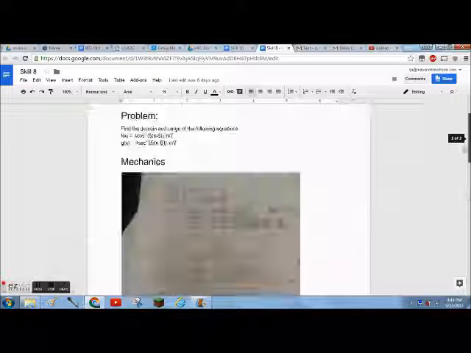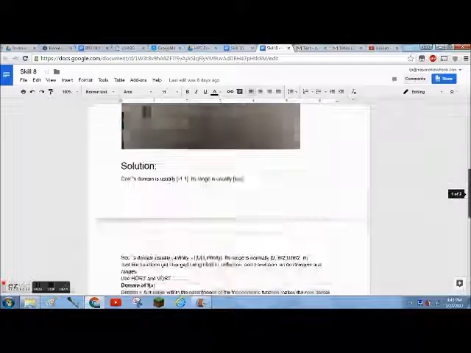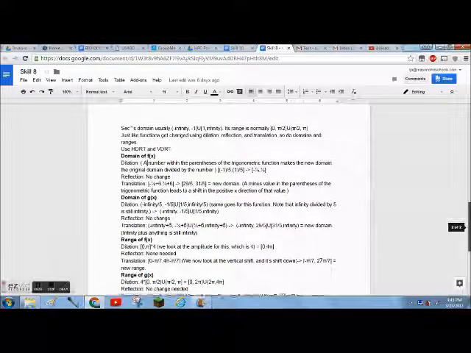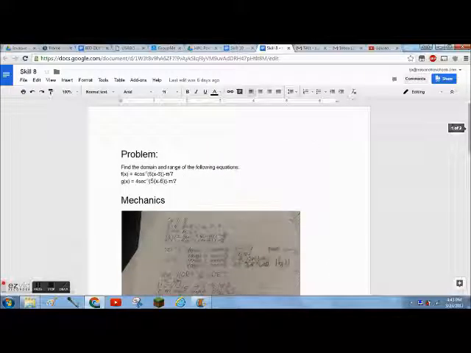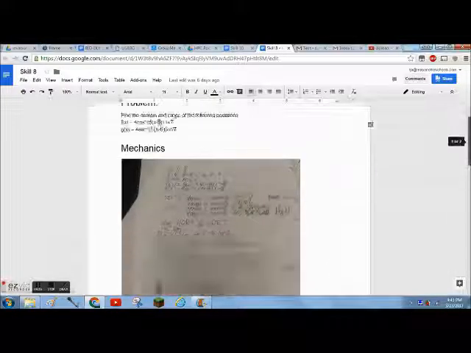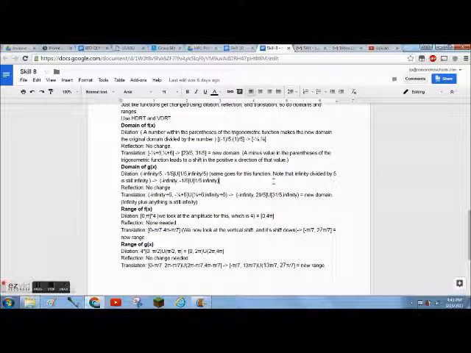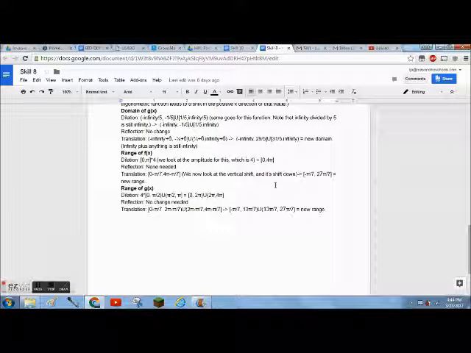Reflection only applies if there's a negative sign. There is no negative sign, so we're fine. Now we translate it. Also within the parentheses, a minus turns into a plus. So now we have negative 1/5 plus 6 and 1/5 plus 6, and that gives us our new domain. Note that a minus value in the parentheses of the trig function leads to a shift in the positive x direction of that value. So now we find the domain of g(x).